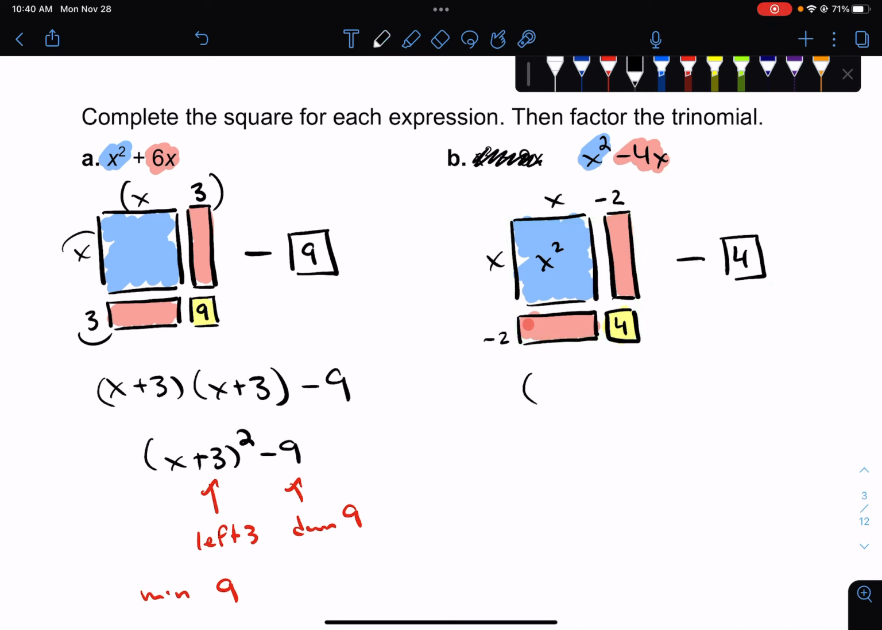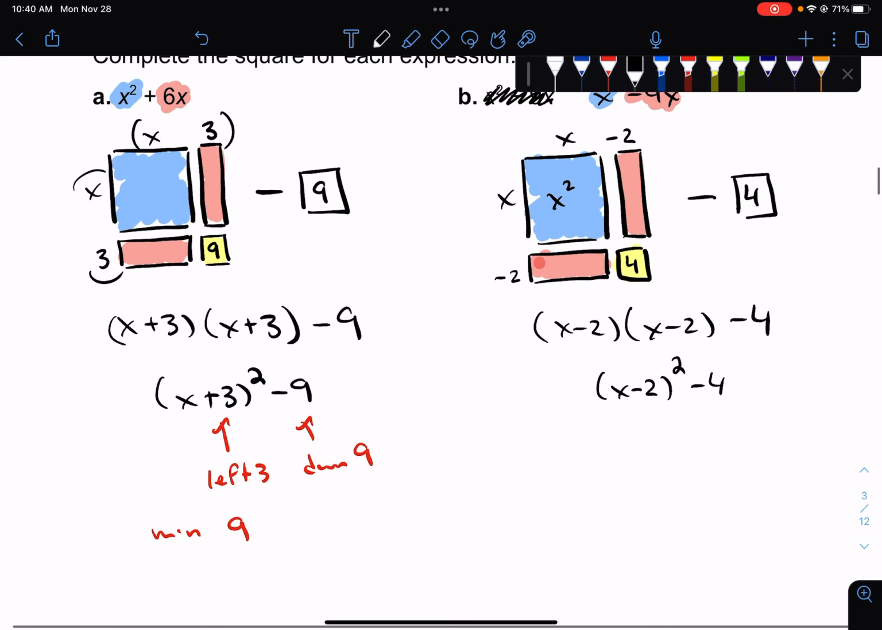So when I write that, I've got x minus 2 from right here, and then I get another x minus 2 from the side of the square. And because I added that 4, I've got a minus 4. So my final answer is x minus 2 squared minus 4, which tells me something. My graph is going to go to the right 2 and down 4, which means my lowest point on the graph is going to be negative 4.